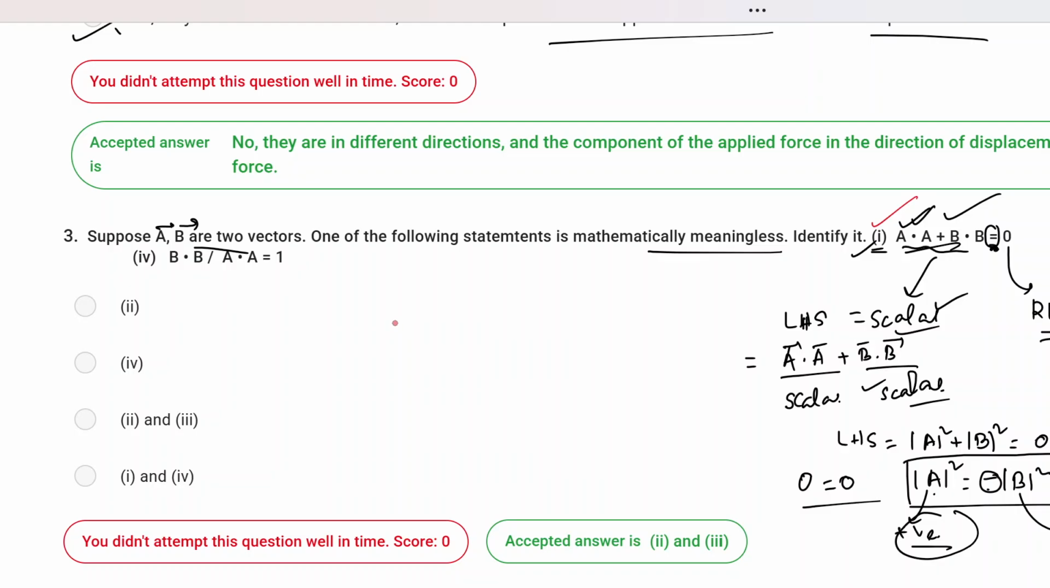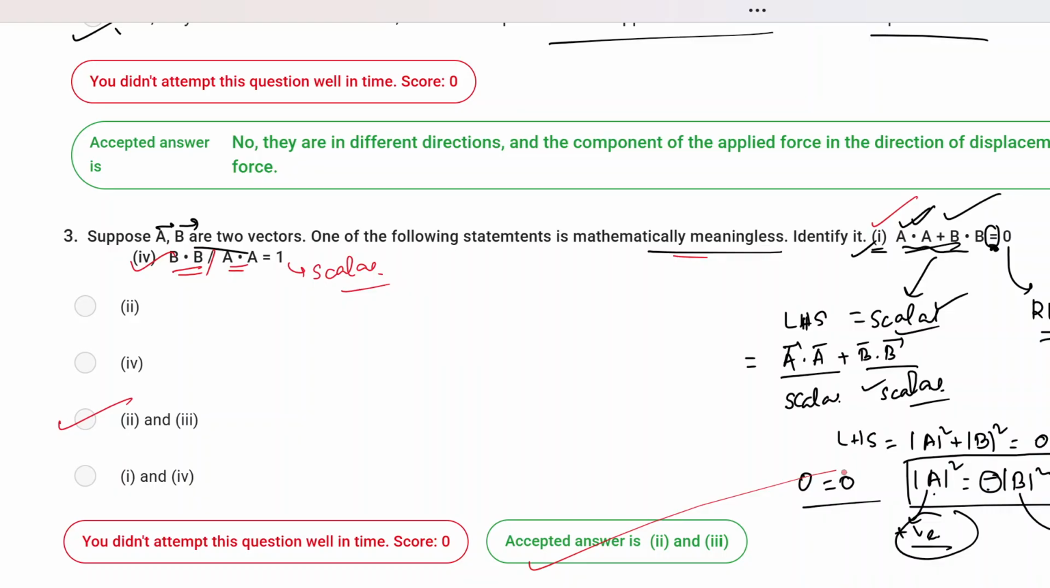And the last option is that B dot B by A dot A equal to 1. So this can be correct because first of all, mathematically B dot B is a scalar quantity. When you divide it by another scalar quantity A dot A, this can give you a scalar quantity which is 1. So left hand side and right hand side both are scalars. So in this case the only mathematically meaningless answers are 2 and 3. So 2 and 3 will be our answer, which is also the accepted answer.